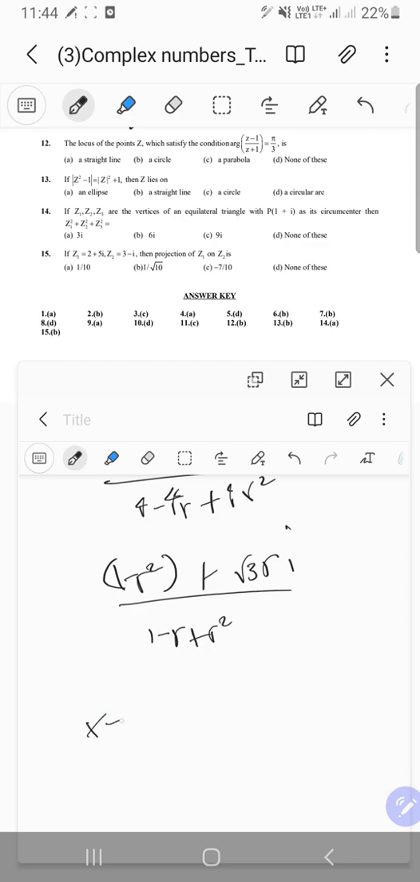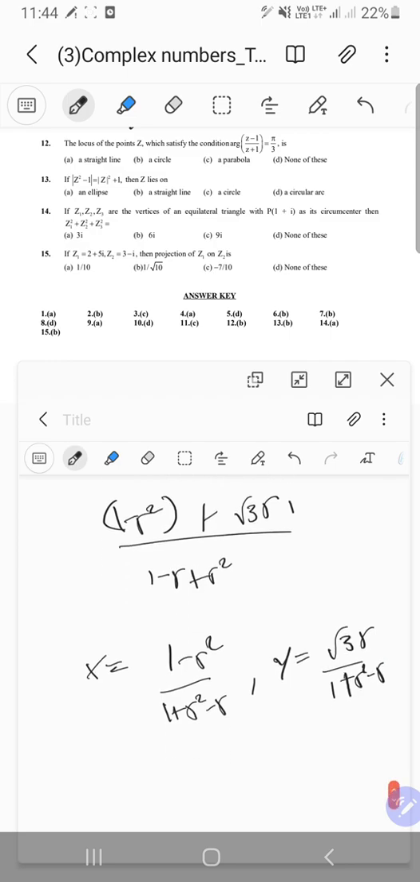So we know x is going to be equal to 1 minus r squared upon 1 plus r squared minus r. Y is going to be square root of 3r upon 1 plus r squared minus r. Now what do we do with this? So now we need to eliminate this somehow, but how? That's the question.